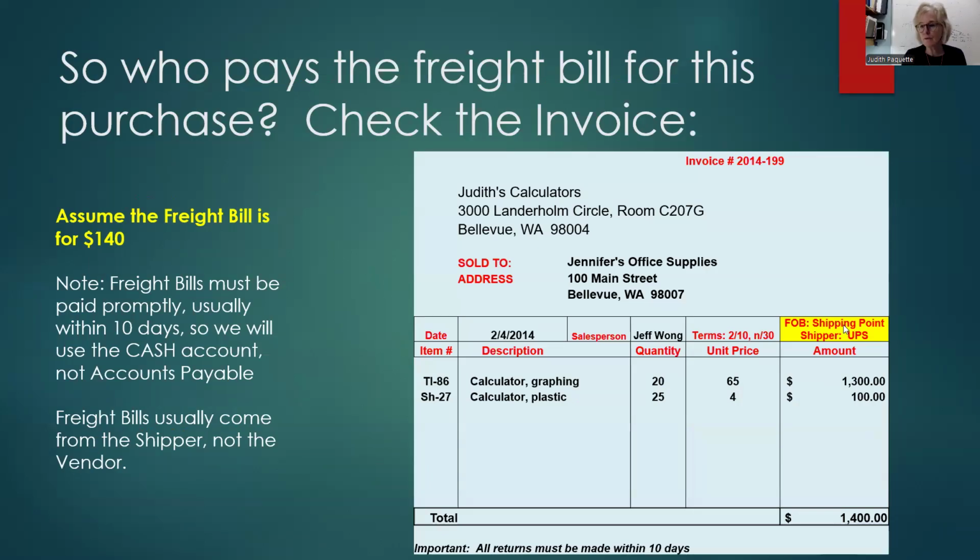So let's assume the freight bill is $140. Now, freight bills are different. They have to be paid really fast, in 10 days. So we will use the cash account, not accounts payable. Freight bills do not come from the seller. They come from the shipper. So this company would get a freight bill from the UPS company.